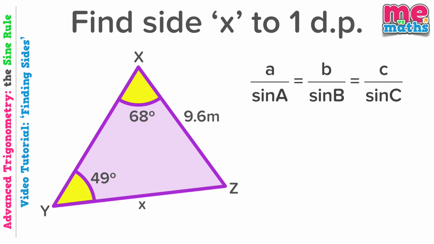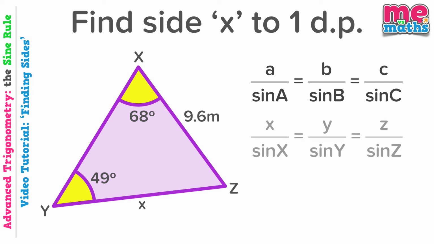All we're going to do is replace the letters in the original sine rule with the letters in my question. So I'm going to replace all the A's with X's, all the B's with Y's, and all the C's with Z's, making sure that the case stays the same. Now that gives us a different looking sine rule that uses the right letters for my triangle. Okay, let's label our two sides up. Side Y opposite angle Y, and side Z opposite angle Z.